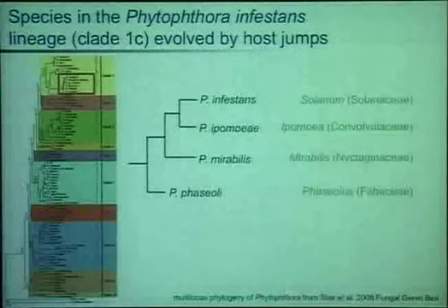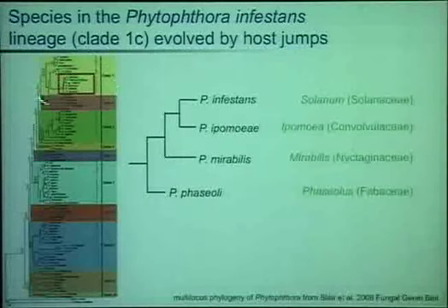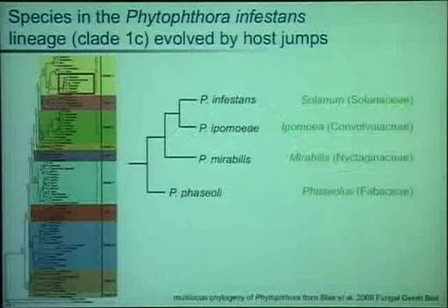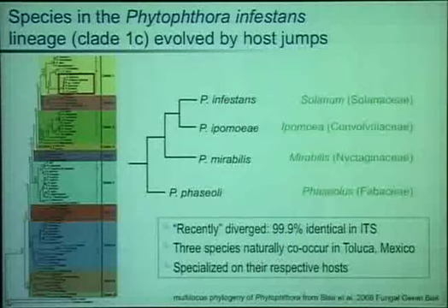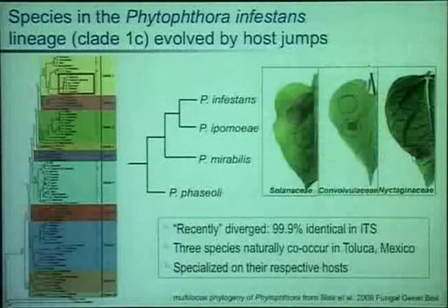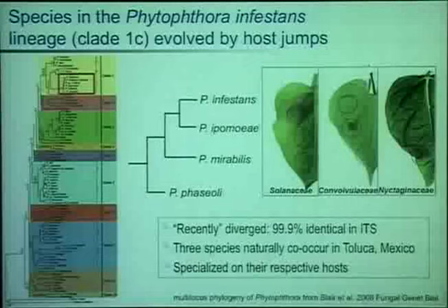This is certainly the case in Phytophthora infestans. This is the clade we studied. Basically, these are the species that are close to the potato blight pathogen. P. infestans here and its sister species infect completely different botanical families. The ITS region is essentially identical between these, so these are recently diverged. Clearly a case of host jump type of evolution, and they also specialize on their respective hosts, so we don't see cross-infection when we test these strains on different hosts.